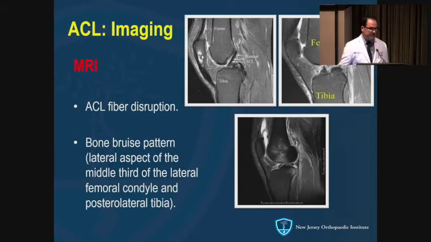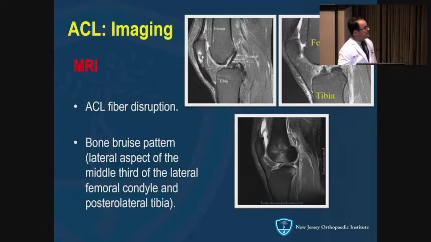If we typically suspect an ACL tear, we will get an MRI. Aside from looking for the ACL tear, we're also looking for any concomitant injuries, bone bruises, meniscal tears. When you look at the MRI in the top left, this is a normal ACL. You see a nice, robust-looking ligament.